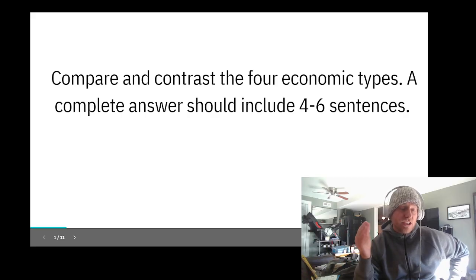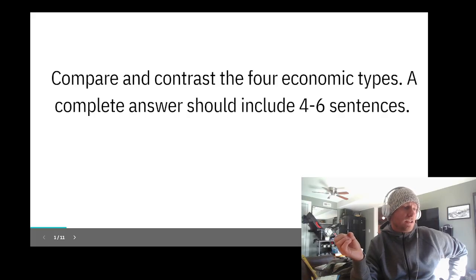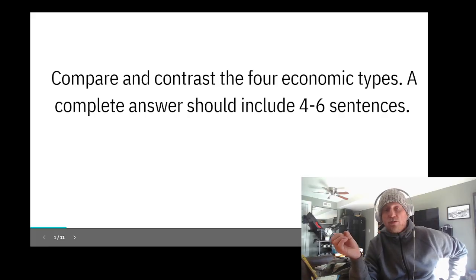The very first question is the very first question you'll see. It is the only essay question you'll see, and it is compare and contrast the 4 economic types. A complete answer should be 4 to 6 sentences. So you'll find out where on your lesson note-taking guide the 4 economic types are.